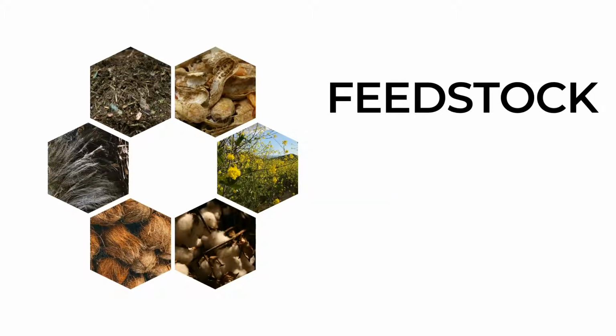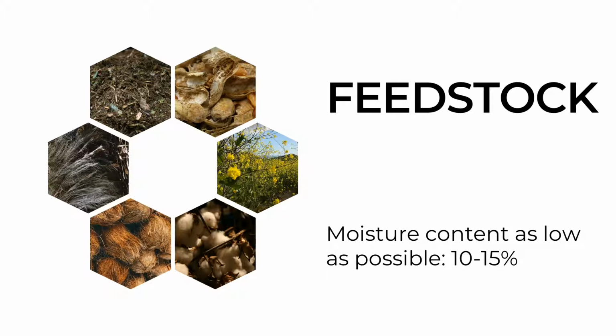There are other types of feedstock used, such as groundnut shells, mustard stalks, cotton stalks, coconut fibers, palm fruit fibers, and urban solid biowaste, such as leaves, grass, tree trimmings, and waste paper. However, for waste to be densified, moisture content should be as low as possible, generally in the range of 10 to 15%.